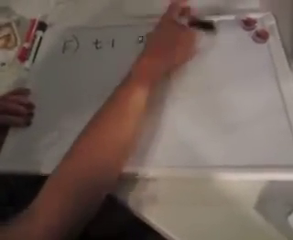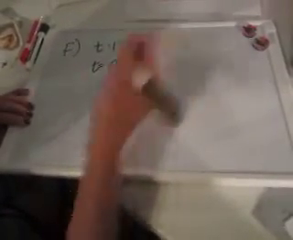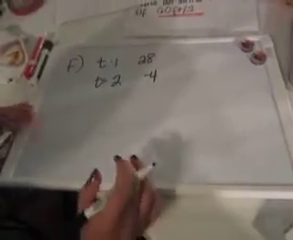Now for step F, finding the instantaneous velocity at t1 and t2. Like I said, we found that at the step before, which is 28, and this is negative 4.